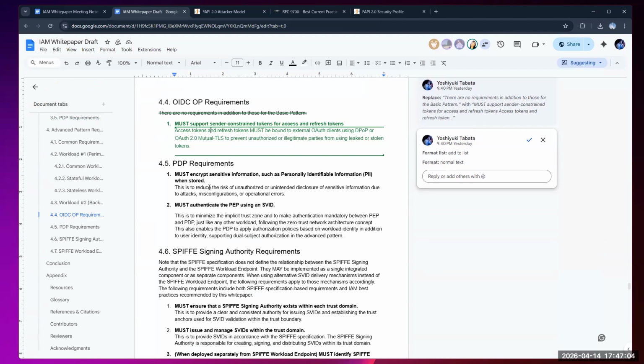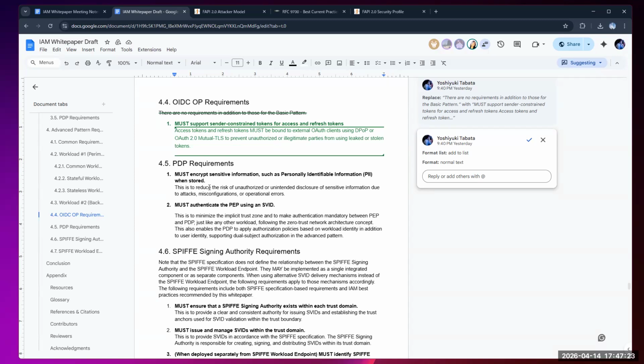I think we should keep "may" requirements. "Must" gives them a fixed constraint that you must use this, whereas "may" is more flexible based on their use case. So I think it's better to use "may" here.